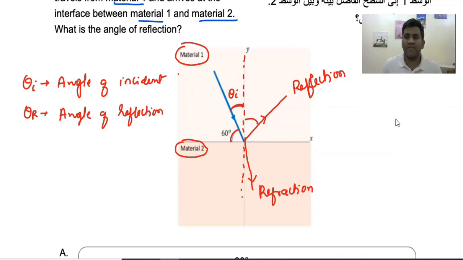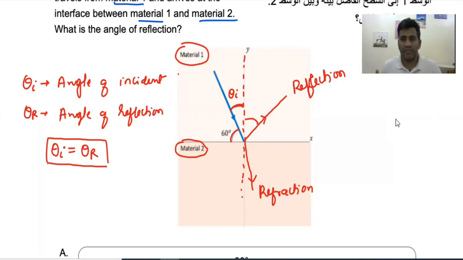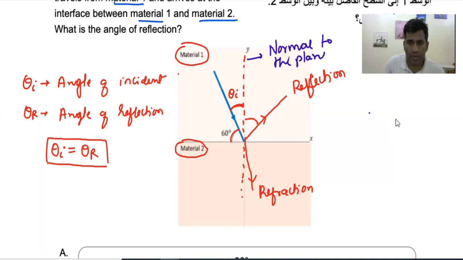And how are the angle of incidence and the angle of reflection related? Whenever a light ray hits the boundary and bounces back, remember, the angle of incidence is the same as the angle of reflection. These two angles will remain the same. The angle of refraction will be different, but the incident angle and the reflected angle will be the same. So how do I calculate that incident angle now? As we know, the line drawn is representing the normal to the plane, or normal to the boundary.